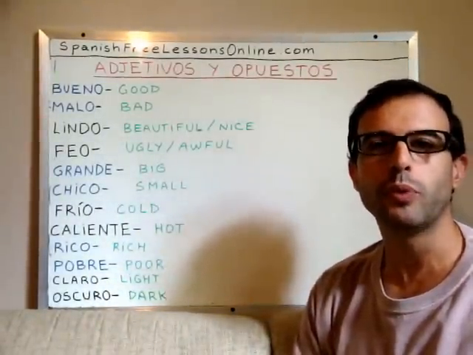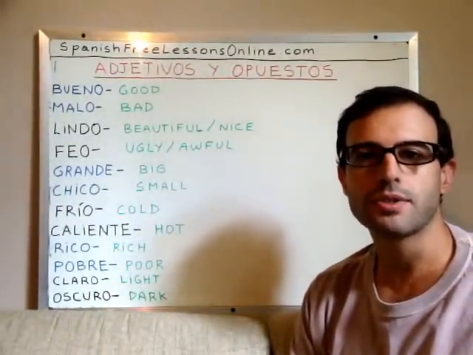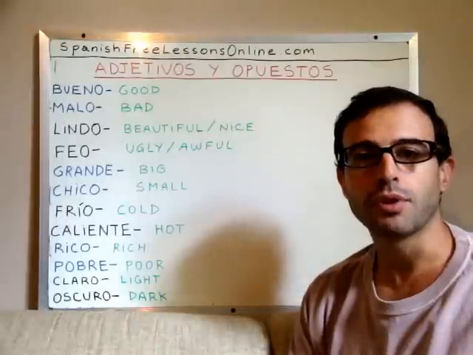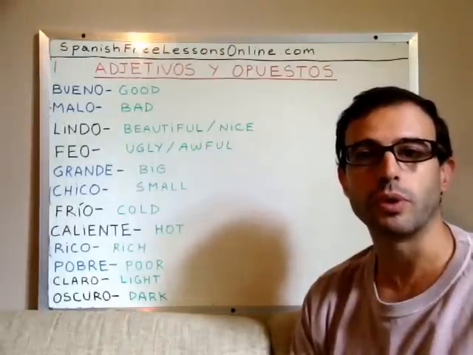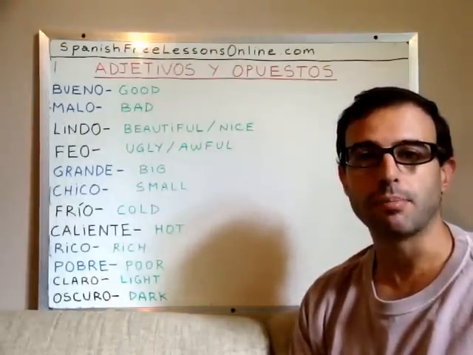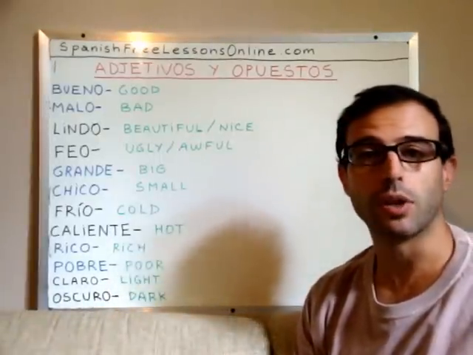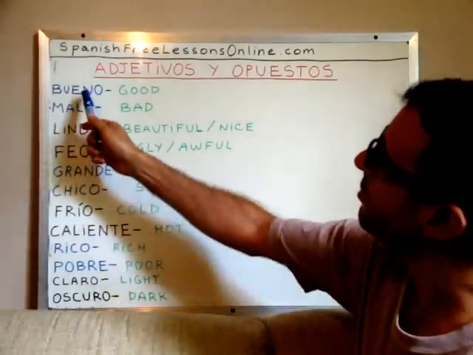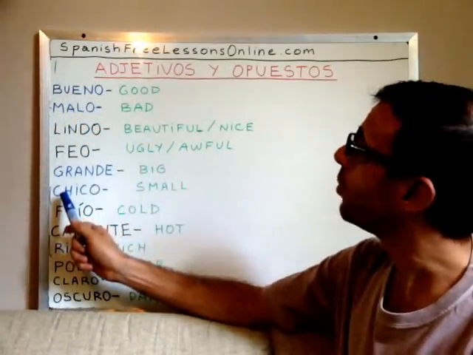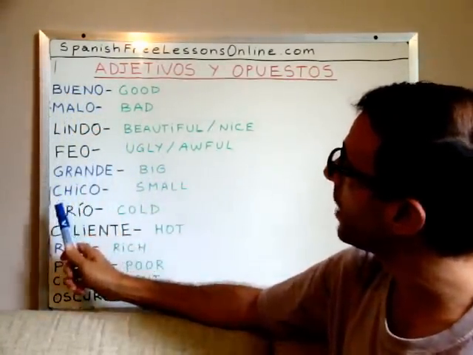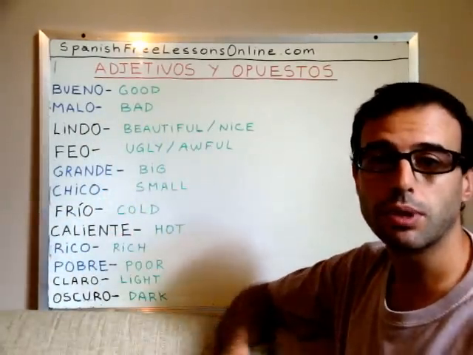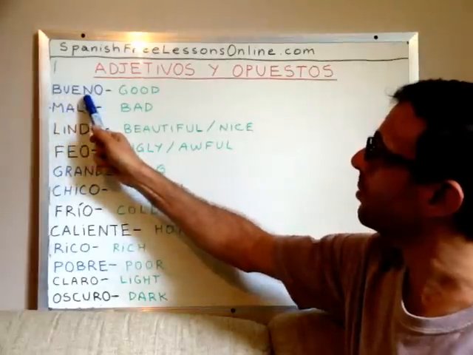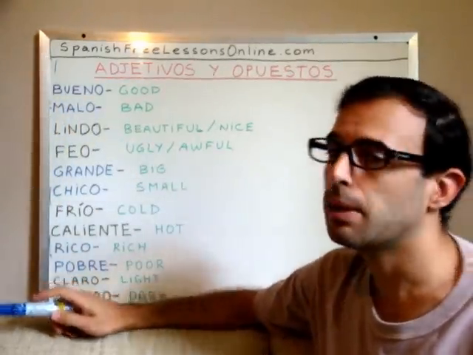In today's lesson we will learn some Spanish adjectives and their opposites. And afterwards, in the next class, we will see some examples using these new adjectives and opposites. So let's begin. On the left column we have the words in Spanish, and on the right, the meaning in English. So the first one today is bueno. That means good.